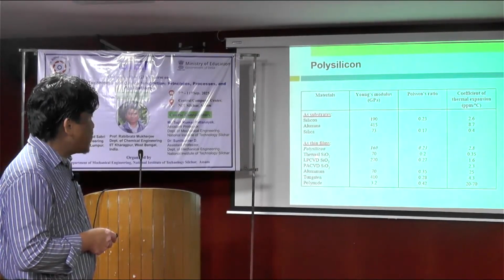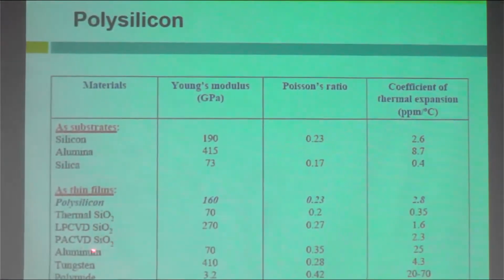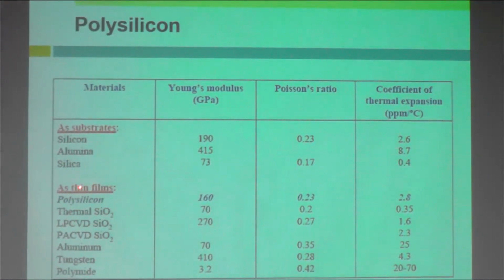and you have silicon dioxide with different processes. This is in thin films. This is substrate, of course. So with different processes for silicon dioxide, you have different properties. Then you have polyimide, which is a polymer, and aluminum at 70 in terms of Young's modulus. You can see that polysilicon and silicon are much higher in terms of Young's modulus.